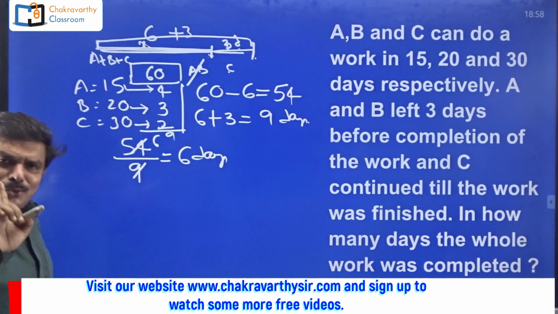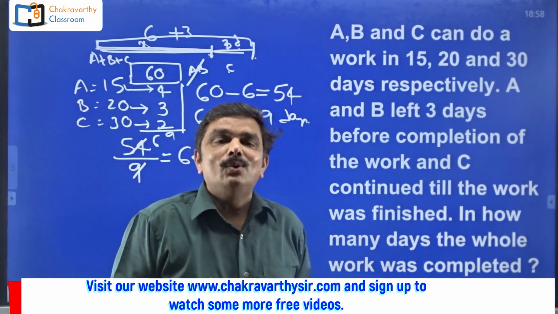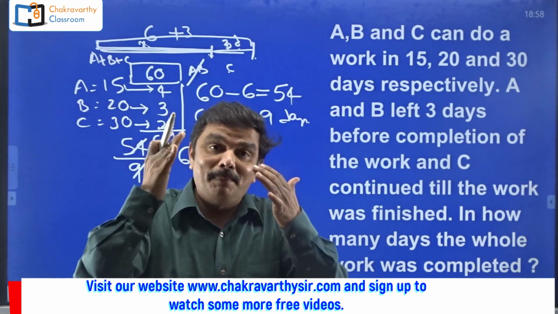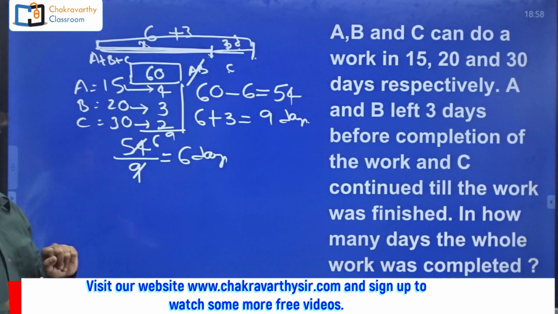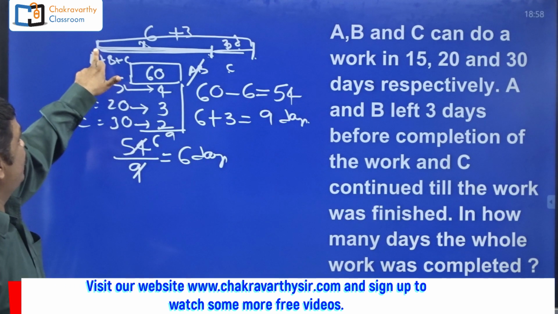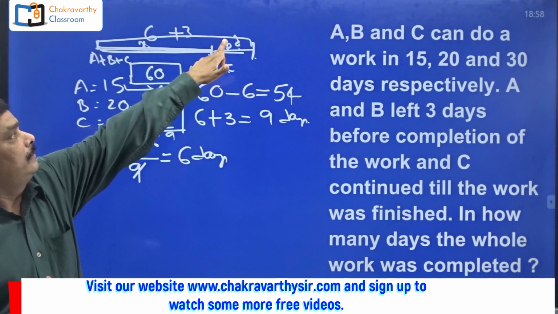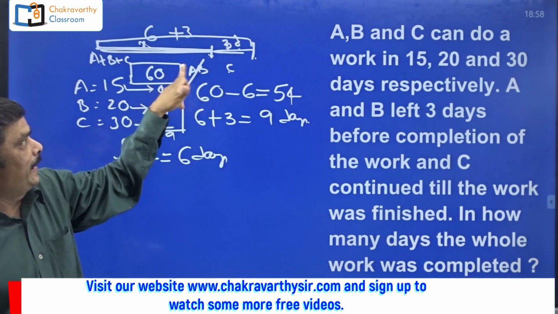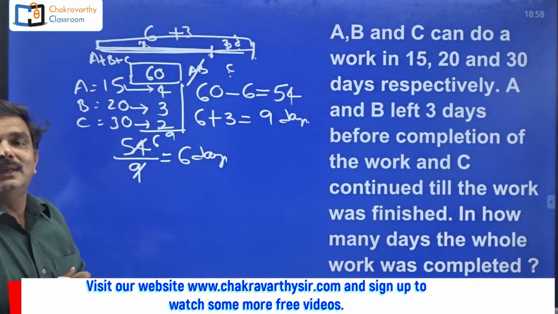Alright, this is the basic approach, students. You can do it very easily. Even a beginner can understand this one, isn't it? In a nutshell, I'll tell you. First you take it this way. The work started here, ended here. 3 days before completion of the work, A and B left and C continued for these 3 days.